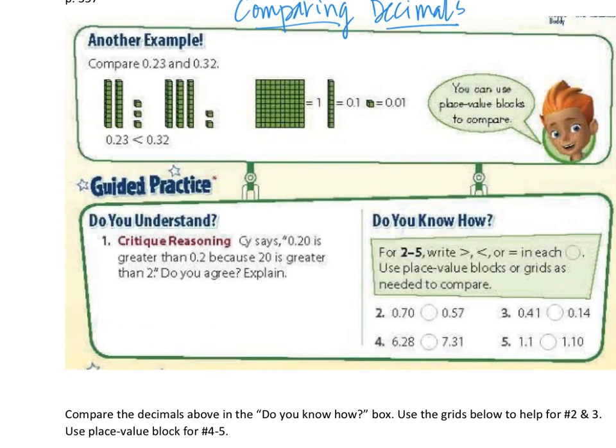The first example that this textbook gives compares 23 hundredths to 32 hundredths. Based off of the picture, you can see there's 2 of the tenths and 3 of the hundredths. So there's your 23 hundredths. And visually you can see, oh, that one has 1 more tenth. So of course that has to be the bigger one.